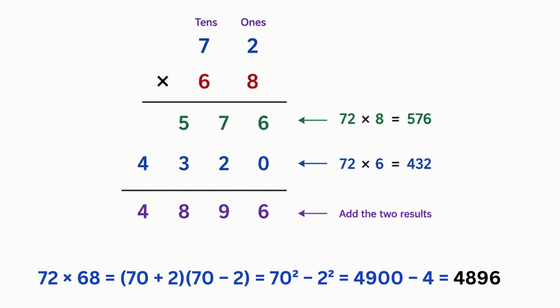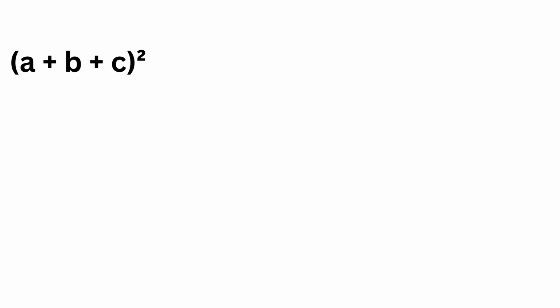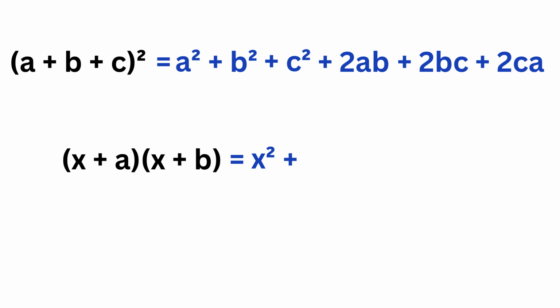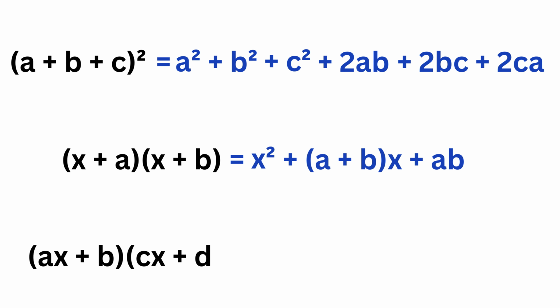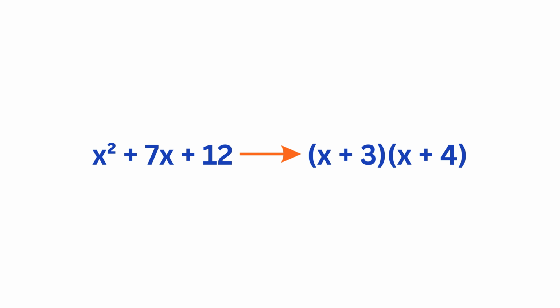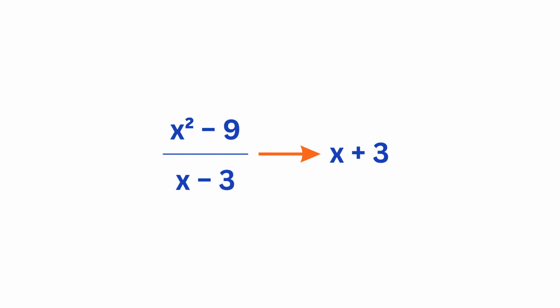We'll also encounter identities such as (a + b + c)² = a² + b² + c² + 2ab + 2bc + 2ca, (x + a)(x + b) = x² + (a + b)x + ab, and (ax + b)(cx + d) = acx² + (ad + bc)x + bd. These identities help us expand expressions, factorize them, and even simplify rational algebraic expressions by identifying common factors.